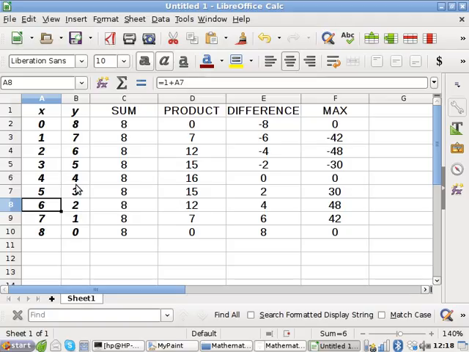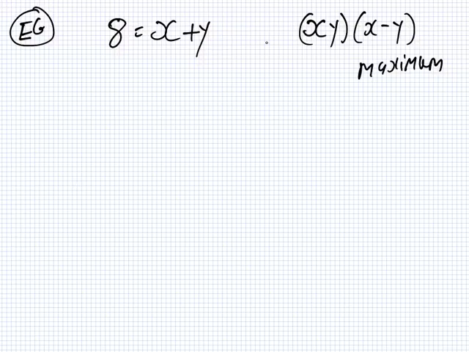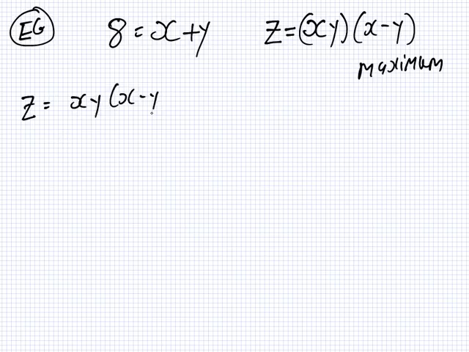Now what we can't see is that maybe it's not quite 6, maybe it's like 6.1 and 1.9. Maybe this will give us the maximum of their product by their difference. So let's calculate it, but I'm expecting 6 and 2 or 2 and 6 as an answer here. So I'll call this z, and this is what we want to make a maximum. So z is x times y times x minus y.